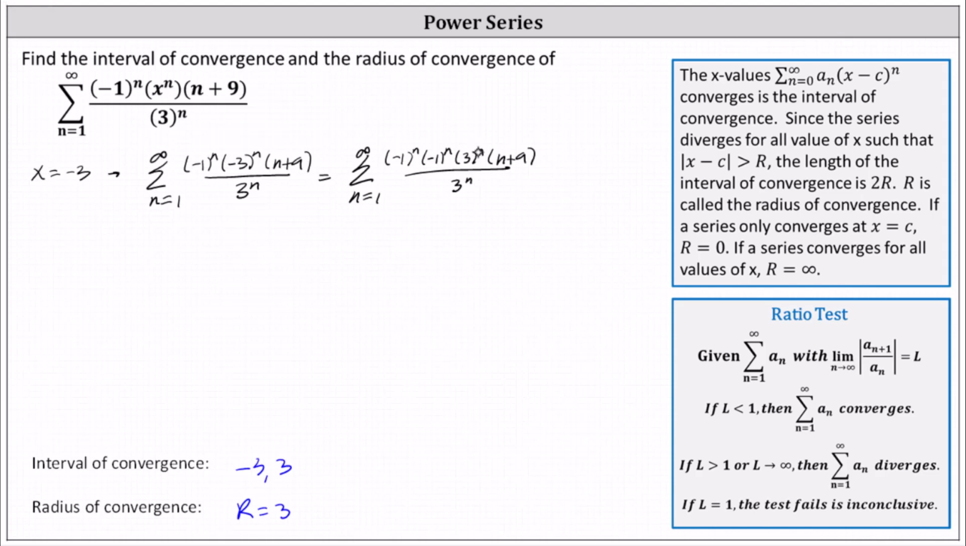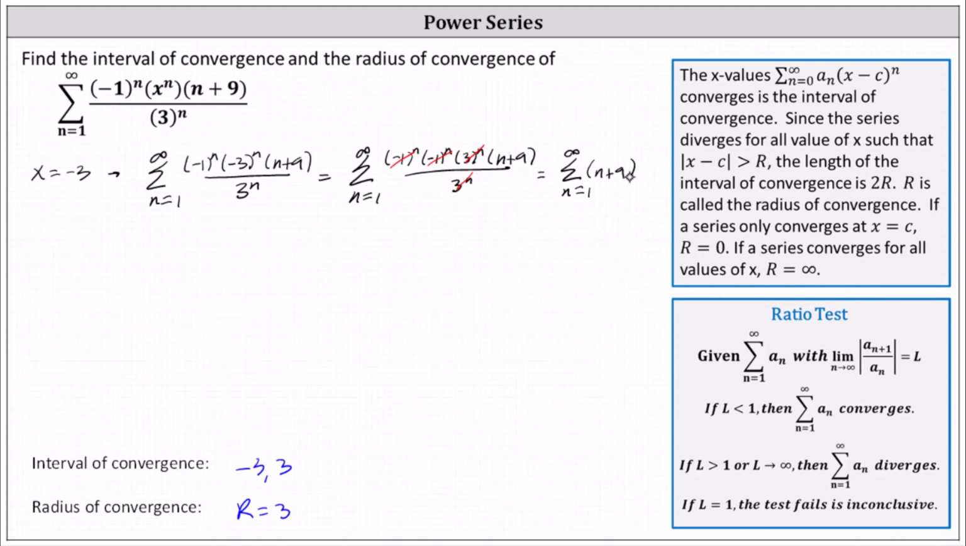Simplifying, 3 to the power of n divided by itself simplifies to 1. Negative 1 to the power of n times negative 1 to the power of n is negative 1 to the power of 2n, which means the exponent will always be even, and therefore the result will always be positive 1. So these simplify to 1, which means we now have the sum from n equals 1 to infinity of just n plus 9.